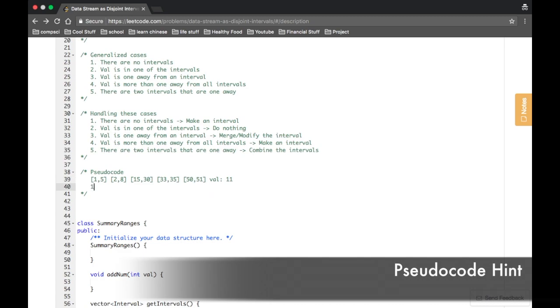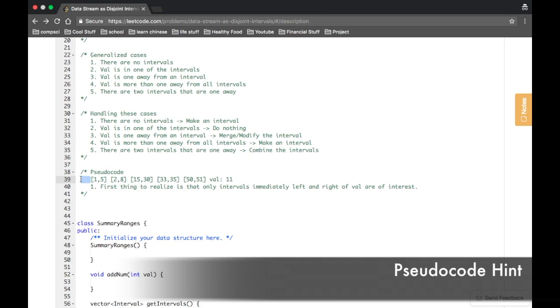So first thing to realize is that only intervals immediately left and right of val are of interest. And also keep in mind that left or right might not exist if you're on the edge, like values less than all the intervals.